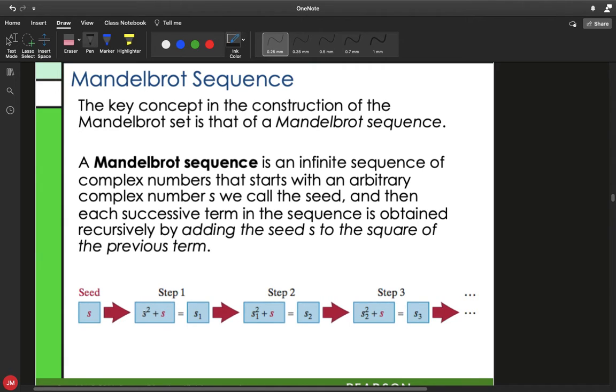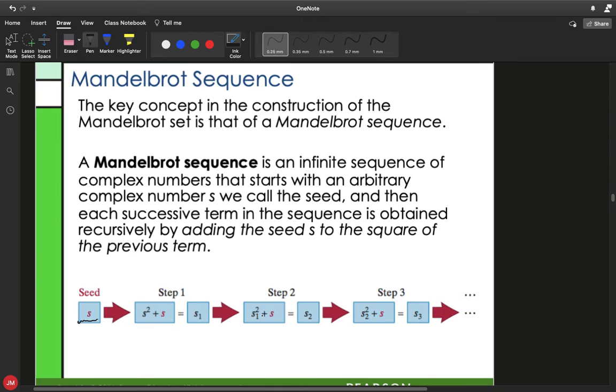But you start with your seed, which you pick whatever number you want that to be, call it S. It can be a whole number like the number 2. It could be a complex number like 1 plus i. It could be anything as long as it's a complex number. And then what you're going to do is take the square of that. So you're going to take your seed squared plus whatever your seed number is, and that gives you S1.